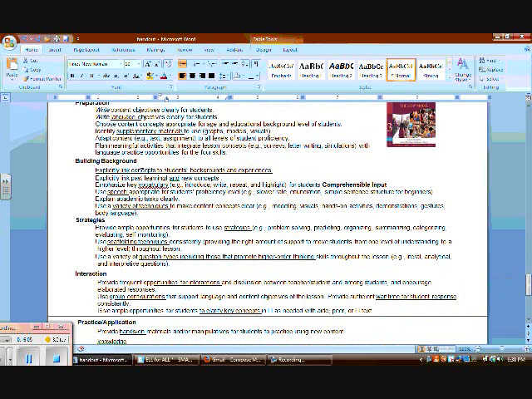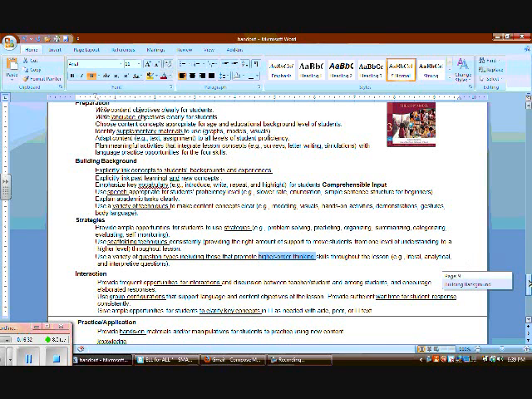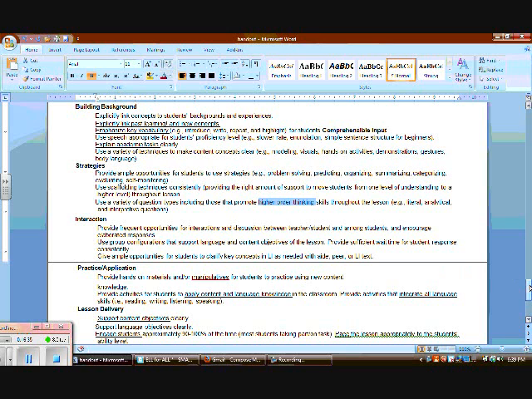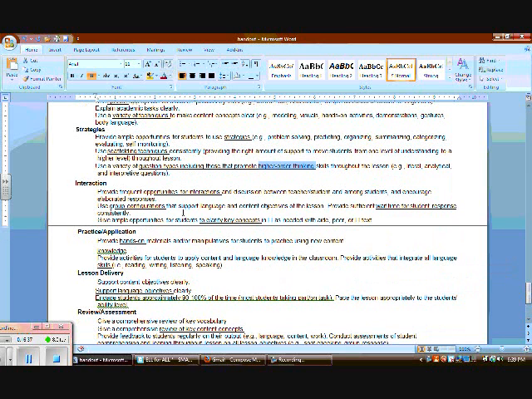Building background. There are a lot of things we need to do to build background or activate it, because sometimes they already have that background in their first language, but we need to connect to it to know what they have and how we can build on it. Strategies are huge. Having kids use all the strategies is really important for students when we think about Bloom's taxonomy and providing access. We need to be thinking about scaffolding and how we can gradually release, providing enough support so they can get there. And then interaction, I talked about that before with cooperative learning.